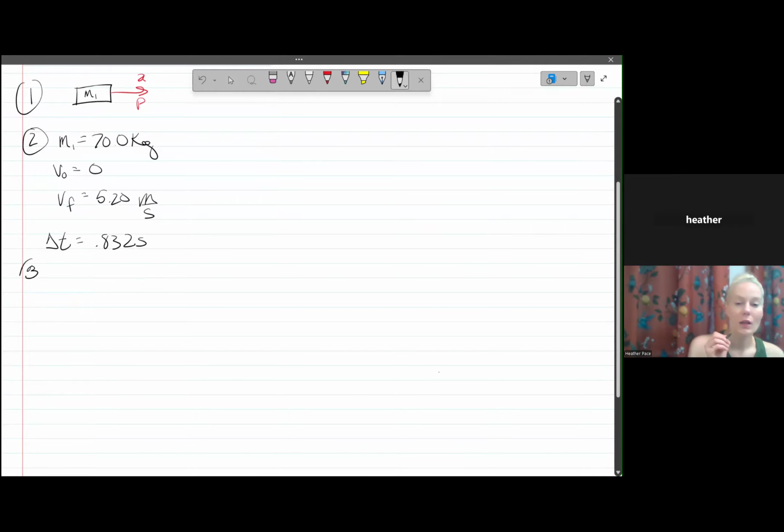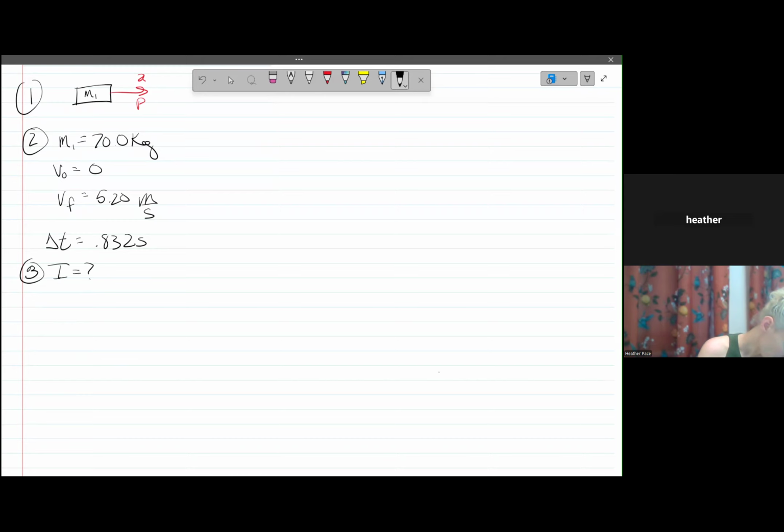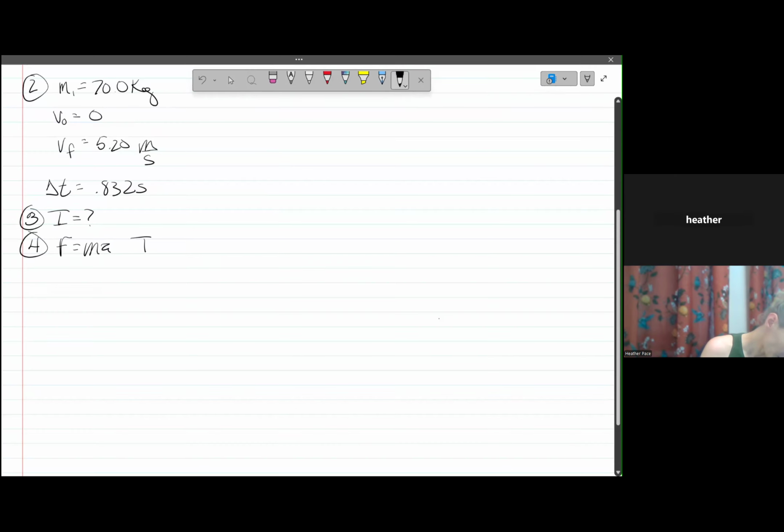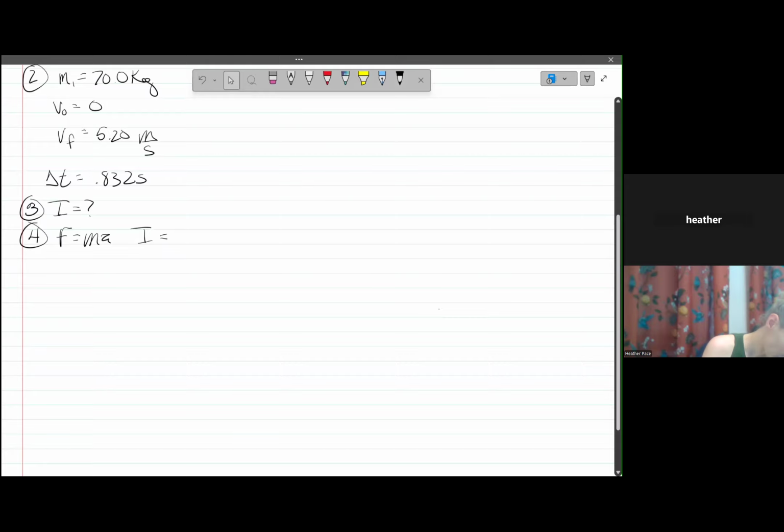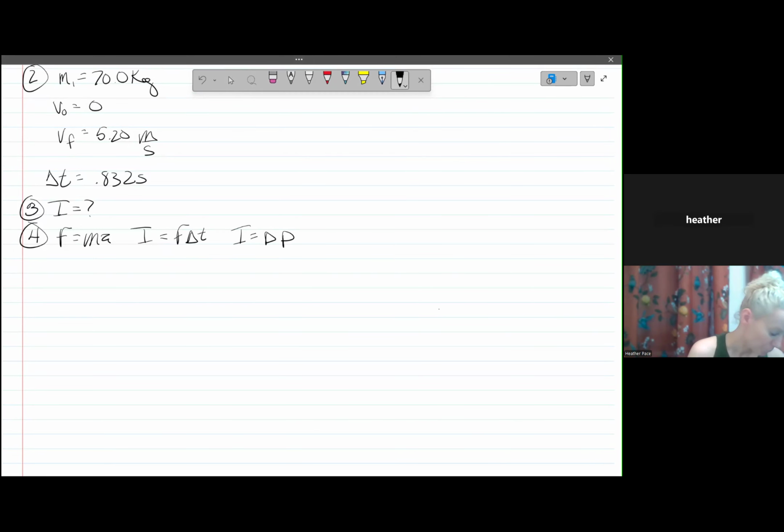Number three, write down what they're asking. They are asking for impulse. Number four, write down the equations we know. So we know this, Newton's second law. Know it, love it. And I think for this, this is all that we need.